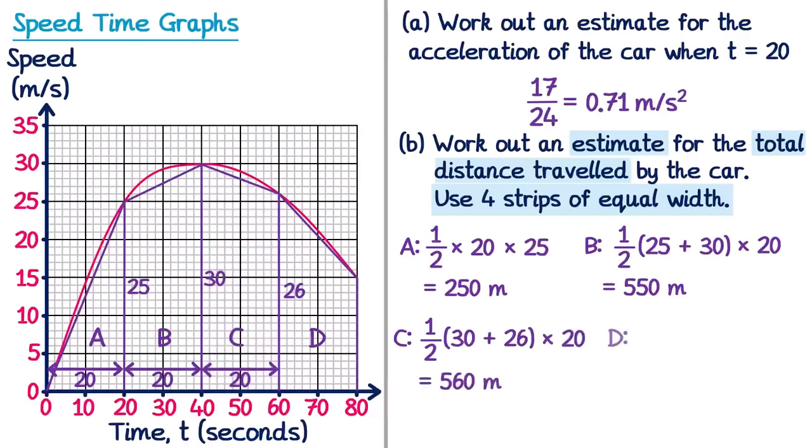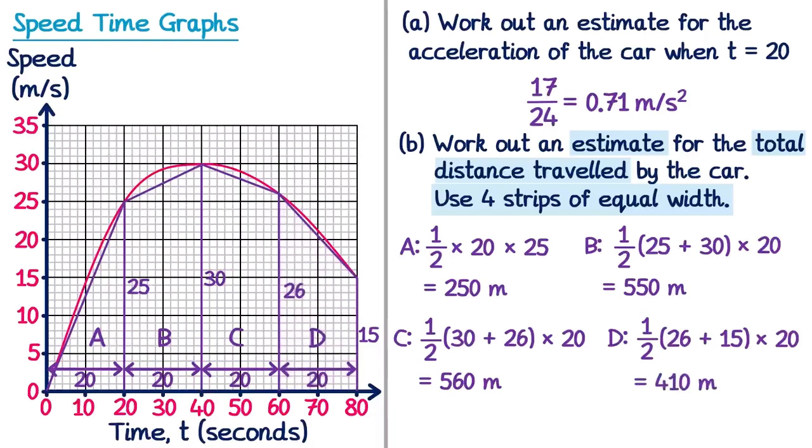And onto the final trapezium, shape D. We've got the 26 for one of the parallel sides, and the other one is 15. And once again, the height is 20. So we do 1/2 multiplied by the sum of the parallel sides, 26 plus 15, multiplied by the height, which is 20. When you work this one out, you get 410.